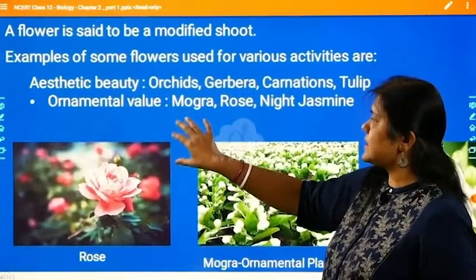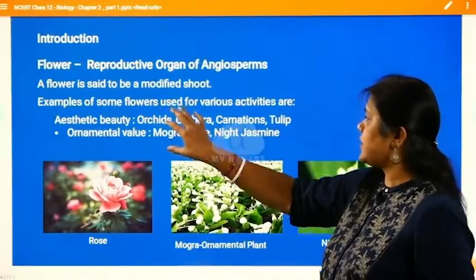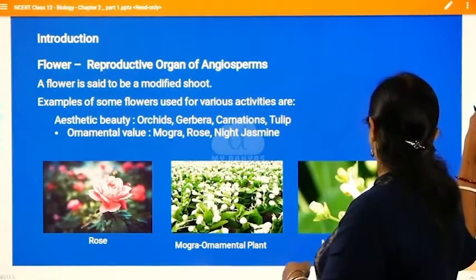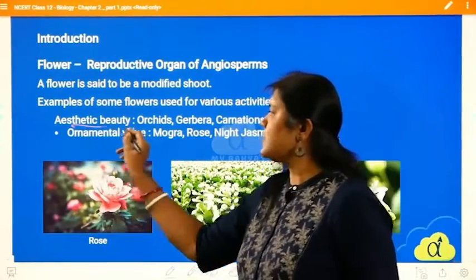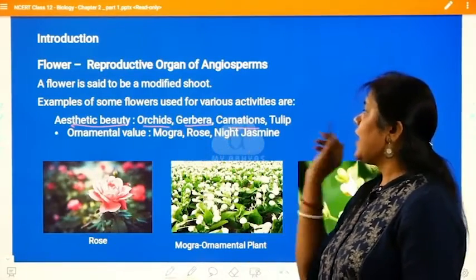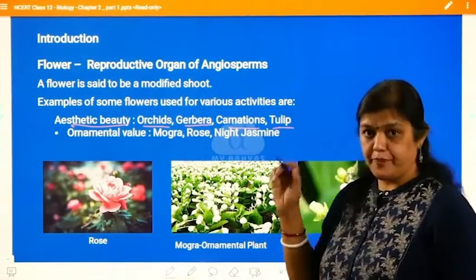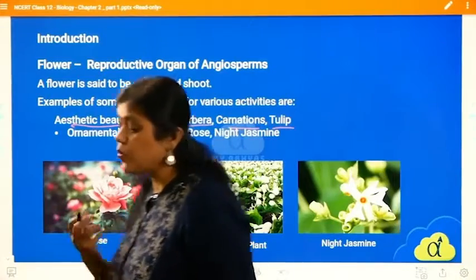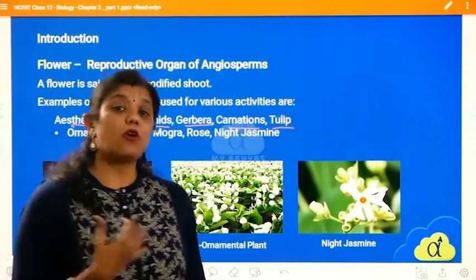So you can see, for aesthetic beauty, we have orchids, gerbera and tulip. So we have these flowers which are used for aesthetic beauty. Those are orchids, gerbera, carnations and tulip. Ornamental value: those are used or worn by humans as an ornament.